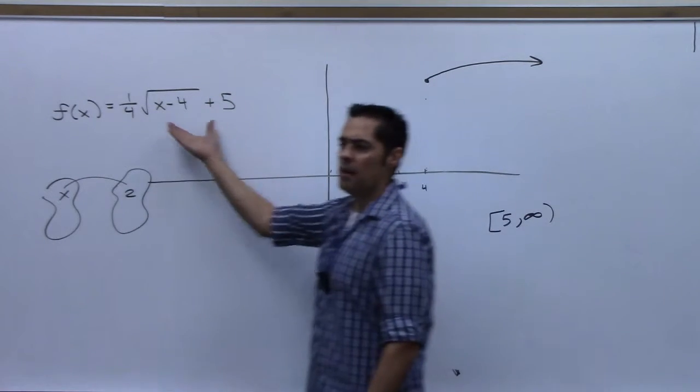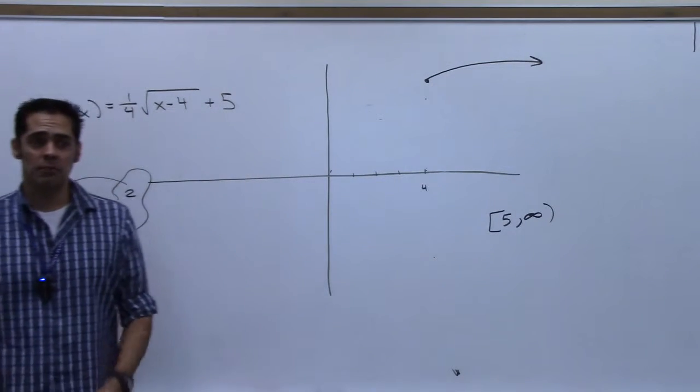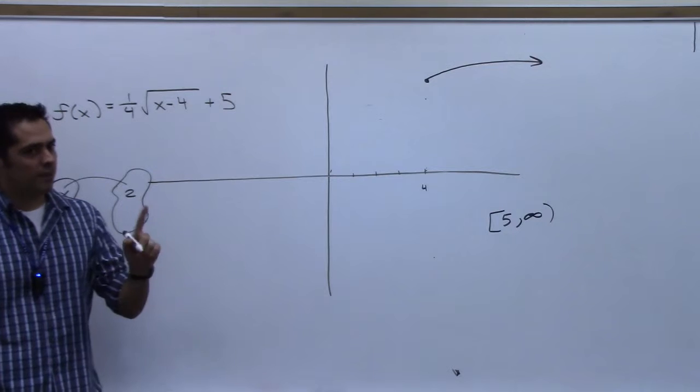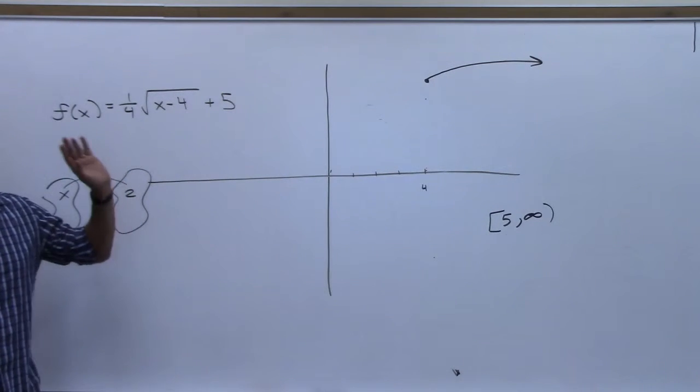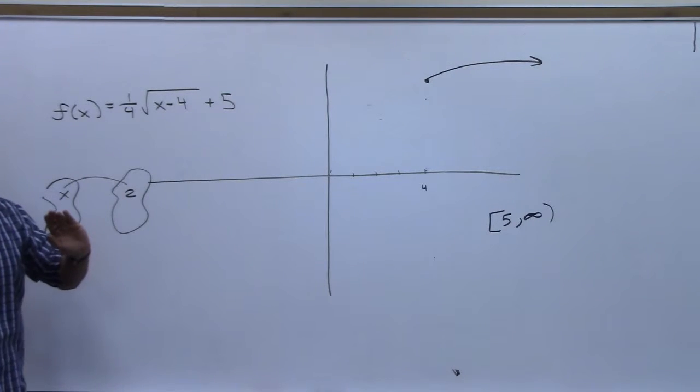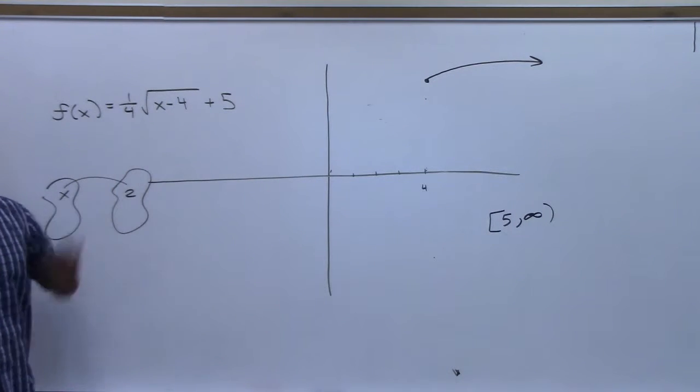Is it possible for 2 to ever come out of this? 3, 4, 5? Yes, 5 can come out, right? Can I plug 0 into this function? Can I plug 0 in? Yes.